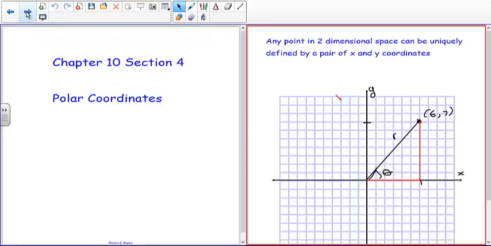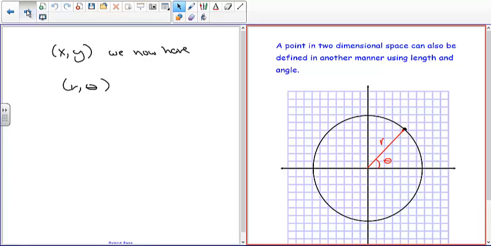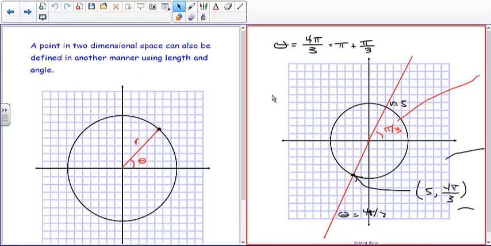Okay, so we said that instead of the x and y coordinate, you can specify the distance from the origin r and the angle between the positive x-axis and the radius. That's theta in radians. And as I was saying, in the polar system you can have more than one coordinate pair that represent the same point on the curve.